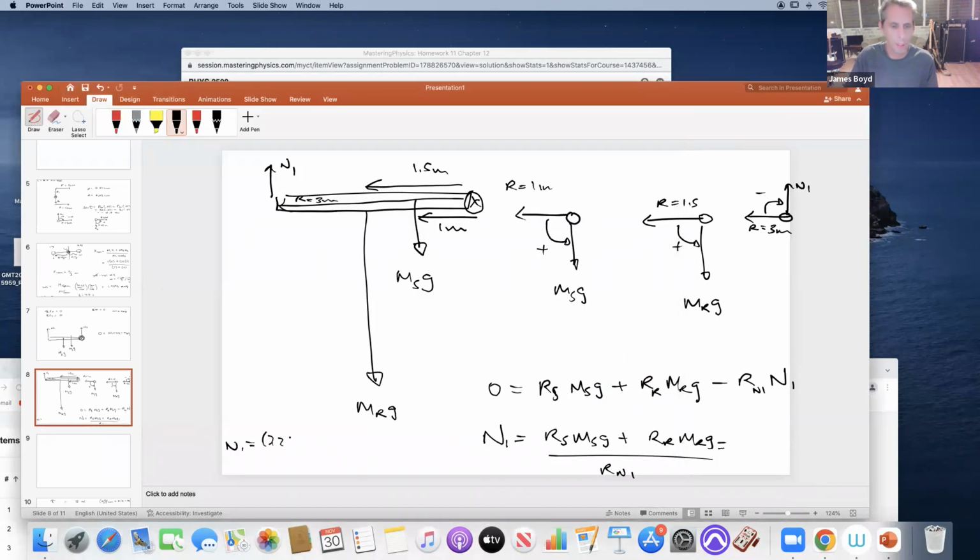So 72 times 1 times 9.8 plus 94 times 1.5 times 9.8. And I switched R and MRG. And this was 3. So 72 times 9.8 plus 94 times 1.5 times 9.8. I didn't forget the 1, I just didn't put it in my calculator because it's 1. Divide by 3 and I get 696 newtons.